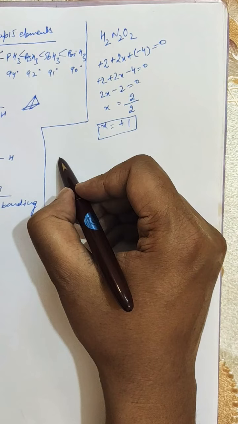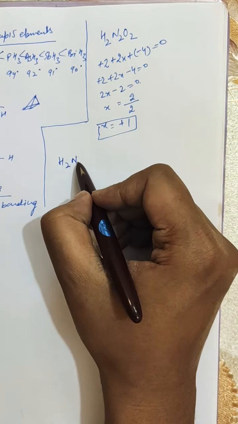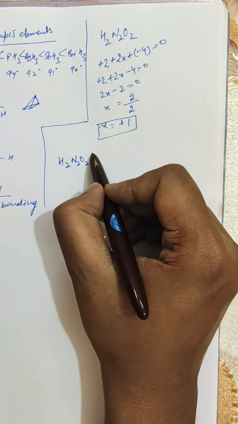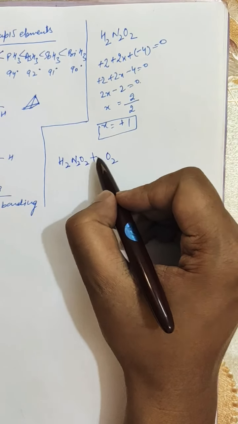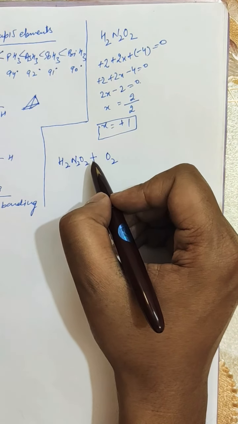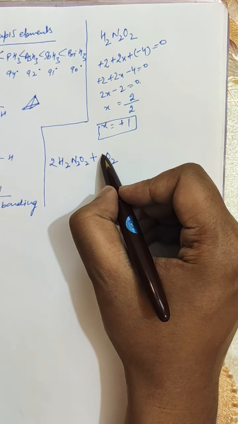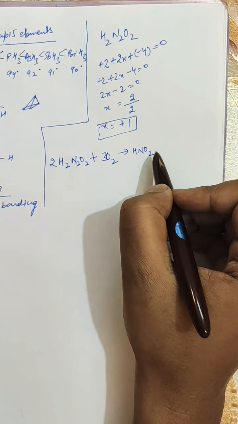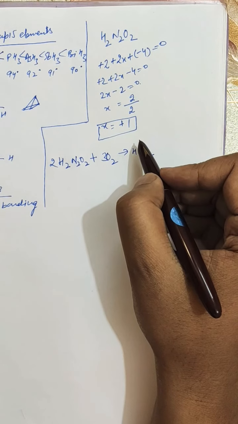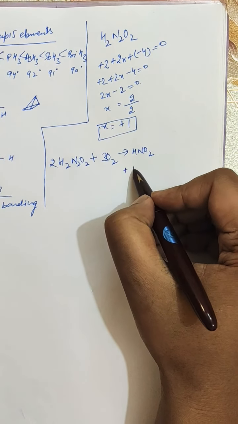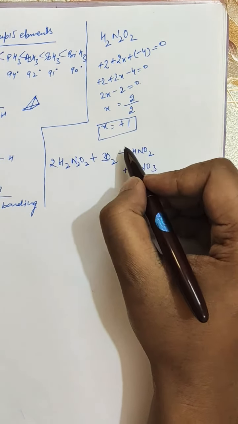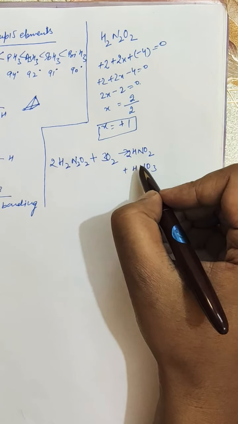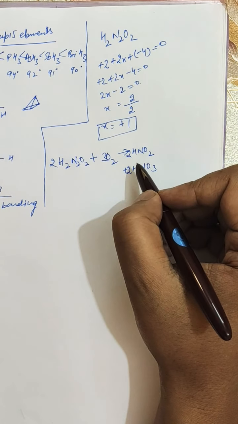So H2N2O2, when treated with oxygen or when kept in a free supply of oxygen, reacts with the oxygen and results in the formation of HNO2, that is nitrous acid, plus nitric acid HNO3. So 2 molecules of nitrous acid and 2 molecules of nitric acid.